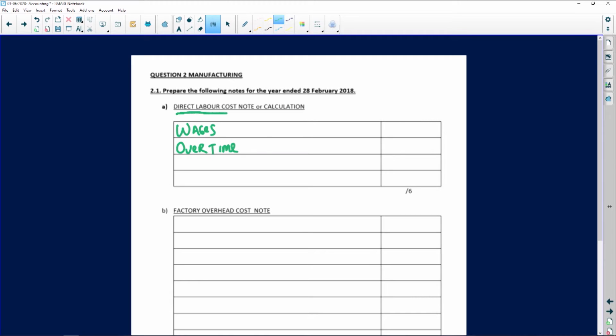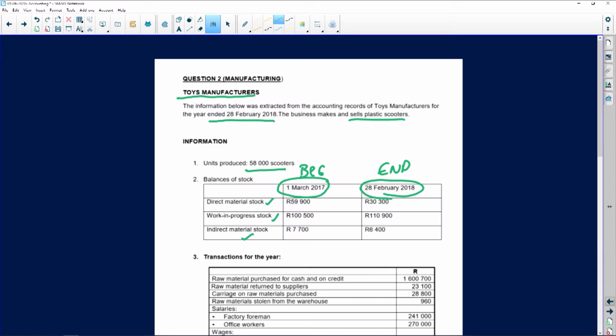First question that we're going to do together, hopefully together because you guys are working with me, is to complete the direct labor cost note, or we're going to show a calculation. Okay, so remember guys, direct labor, the factory workers who physically make the product. Don't confuse that with indirect labor. Right, so let's now look at our information in much more detail.